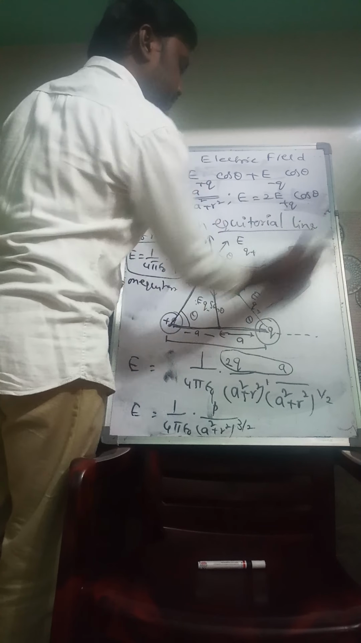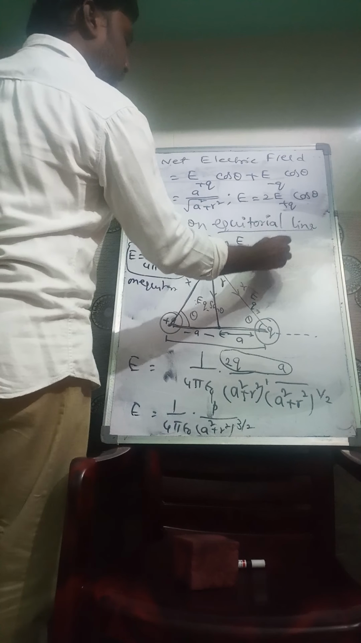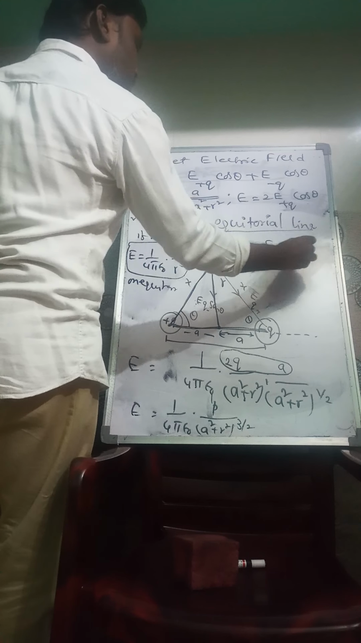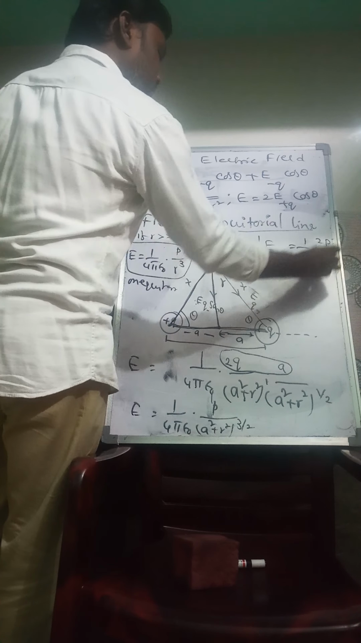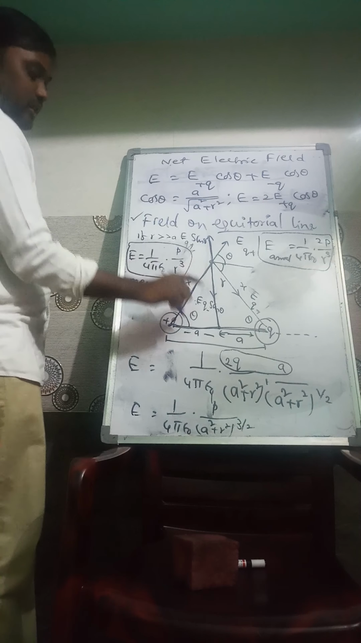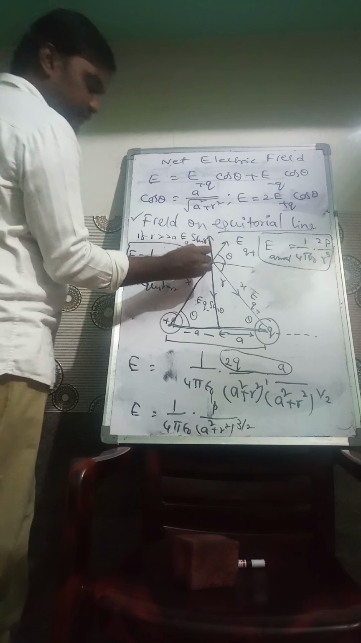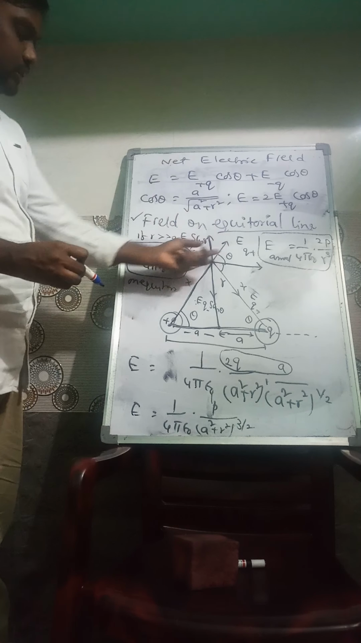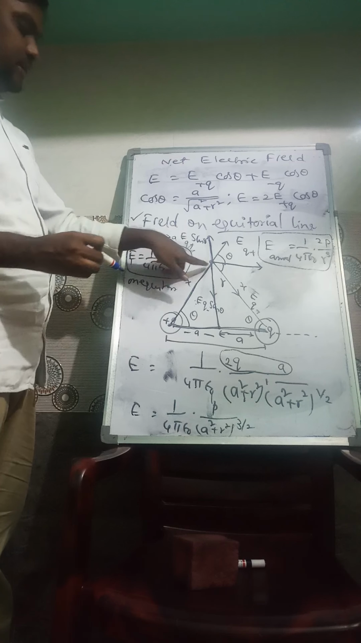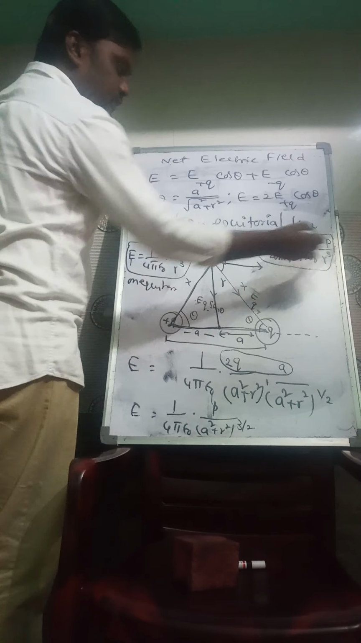So on the axial line, what did we get? E on the axial line is 1 by 4 pi epsilon naught 2P by r cube. This is the difference. Here on the equatorial line, the electric field direction is always along the horizontal only. No vertical component of the electric field exists on these points. So on the axial line, this is the formula.